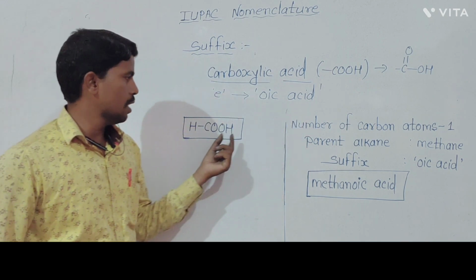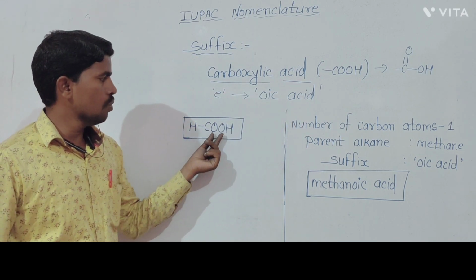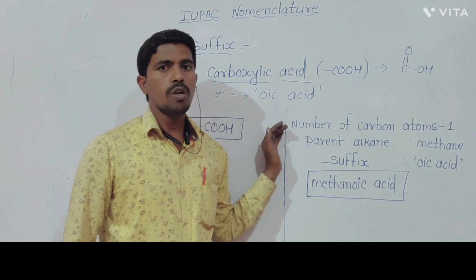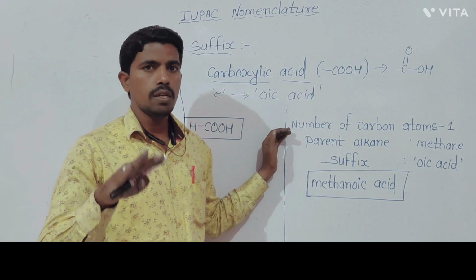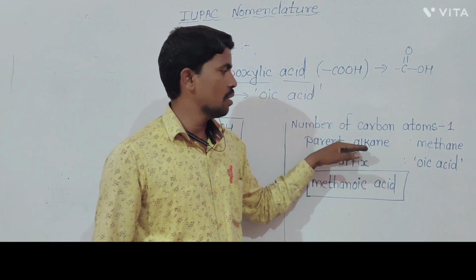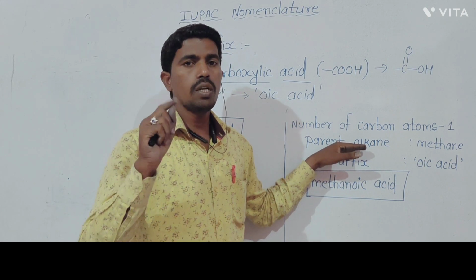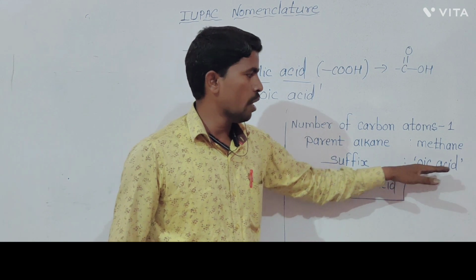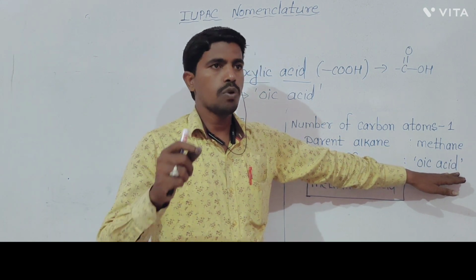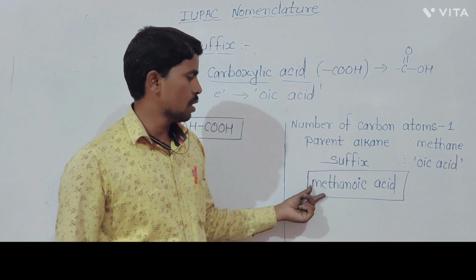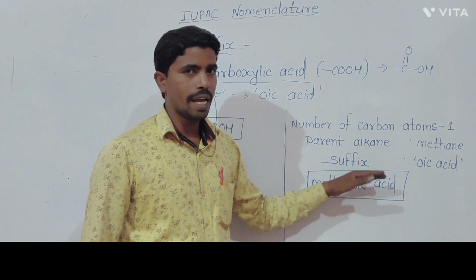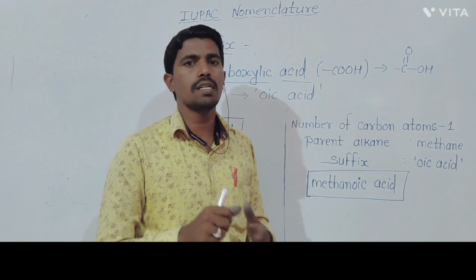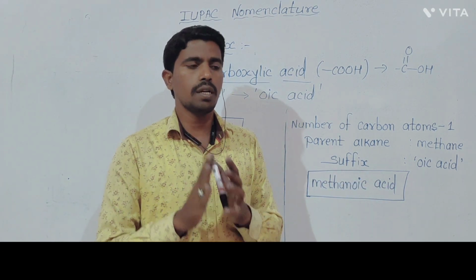Here the first example is HCOOH. The number of carbon atoms in the chain is 1, and the parent alkane of 1 carbon atom is methane, and the suffix is OIC acid. Therefore, the name of the given compound becomes methanoic acid. Methanoic acid is the name of the given compound.